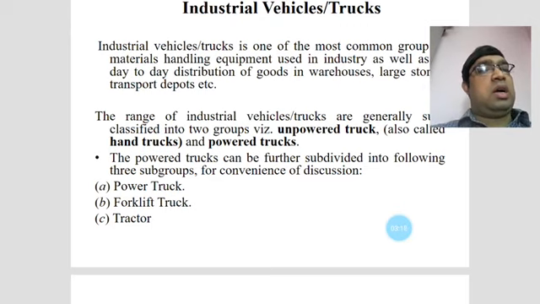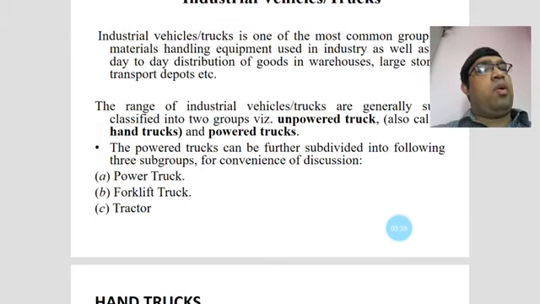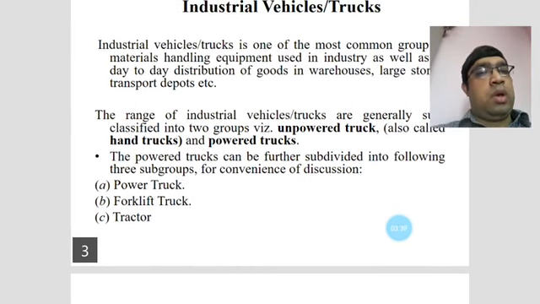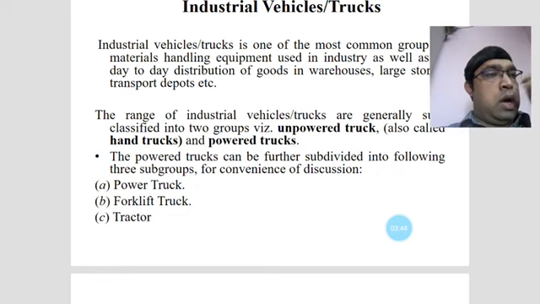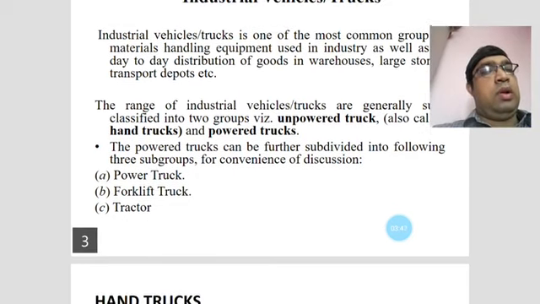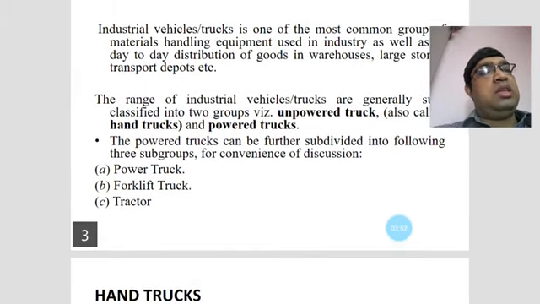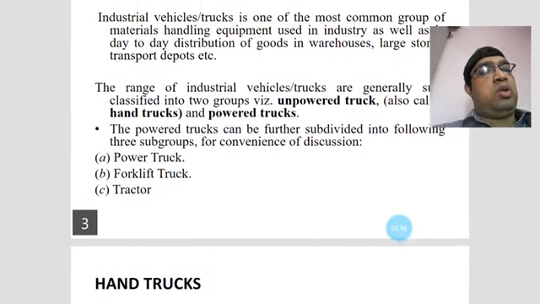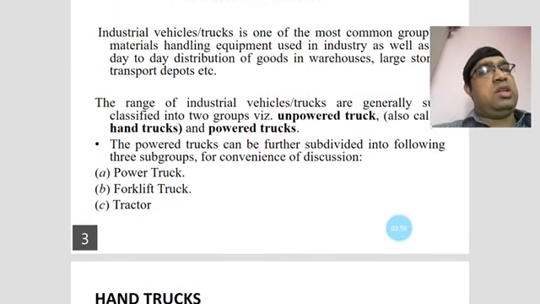These power trucks can be further subdivided into the following three subgroups for convenience of discussion: power trucks, forklift trucks, and tractors. What are power trucks? Power trucks transfer materials using power, such as electricity or batteries. Forklift trucks also run on power, and they have two forks. A tractor requires oil or diesel to produce power, and materials are not transferred manually with a tractor.